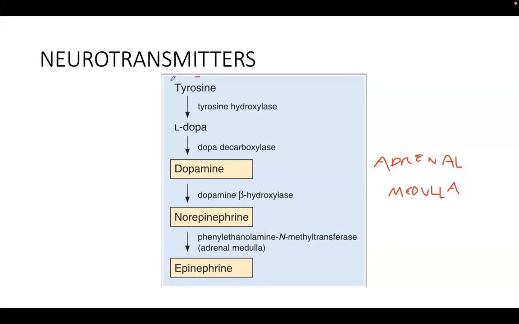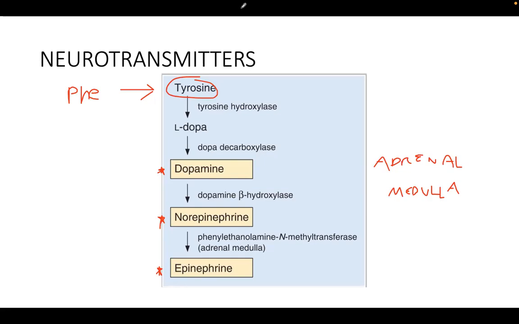Now, from a biochem point of view, the precursor of your catecholamines is tyrosine. And the precursor of tyrosine is phenylalanine. So I hope everyone got that. Phenylalanine is the precursor of tyrosine. Tyrosine is converted to L-DOPA. That's after a hydroxylation reaction. L-DOPA undergoes decarboxylation to become dopamine. Dopamine becomes norepi, and norepi becomes epinephrine.